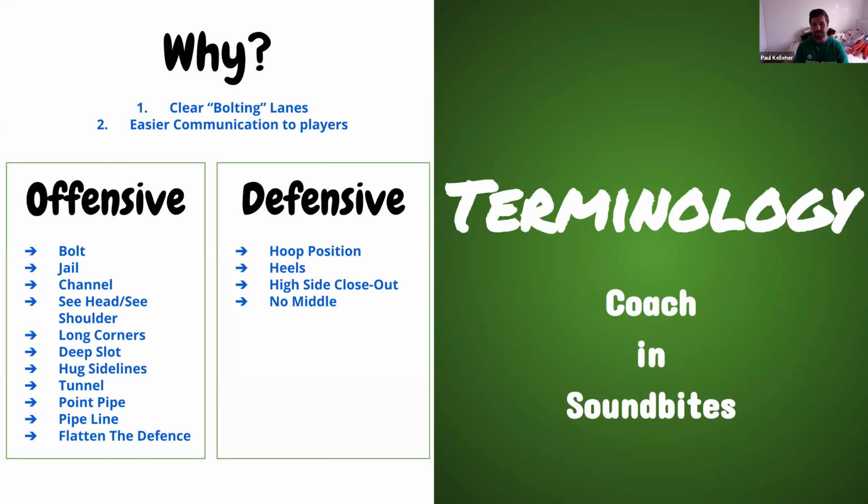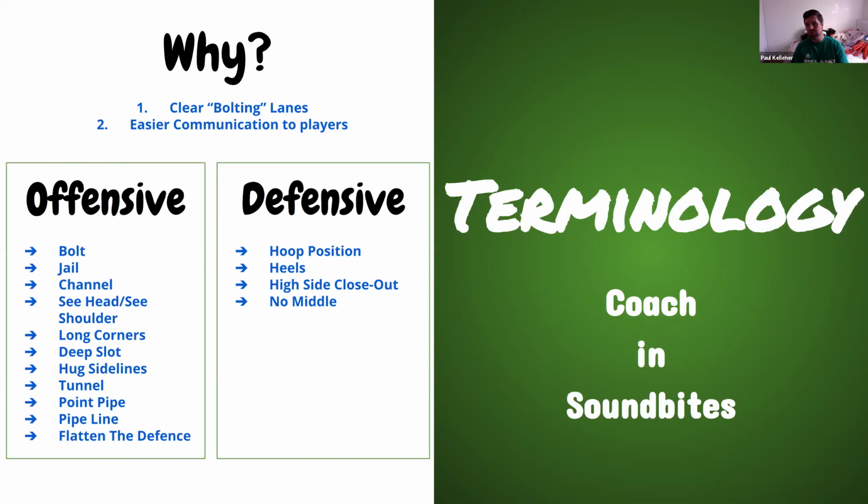Obviously our see a head, see a shoulder, that's carrying on from previous clinics that we've done. Every time we're spotting up offensively, we want our offense to see a head, which is the back of a head. Anytime we see the back of a head, we're backdooring. And anytime we're seeing a shoulder, we hold our space. Long corners, we all know. Deep slot is what we call the elbow.